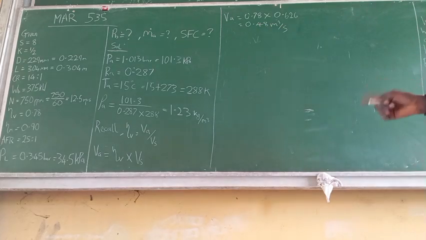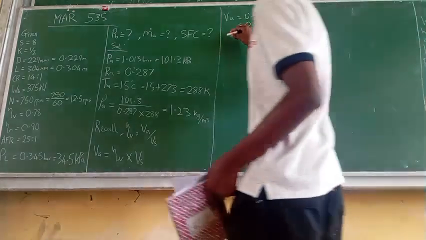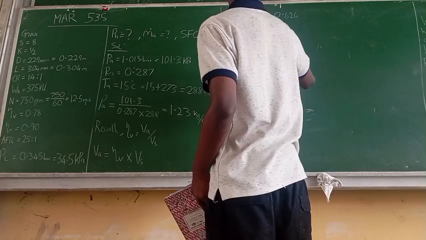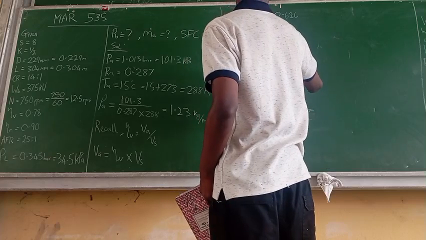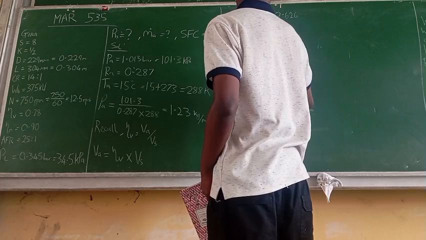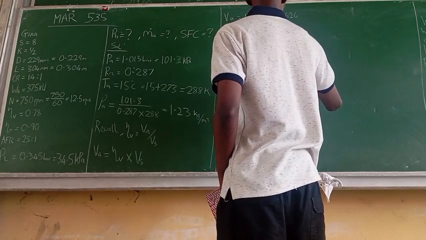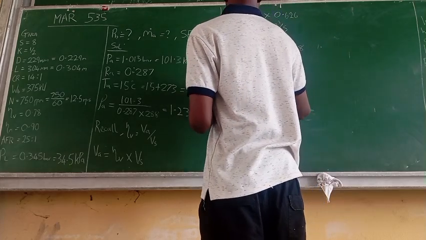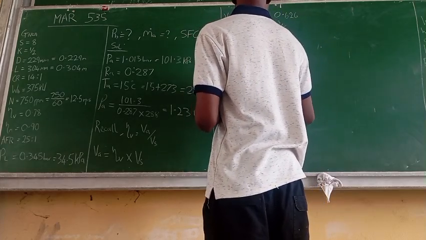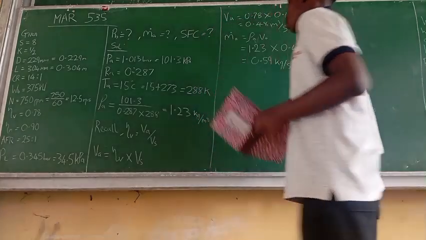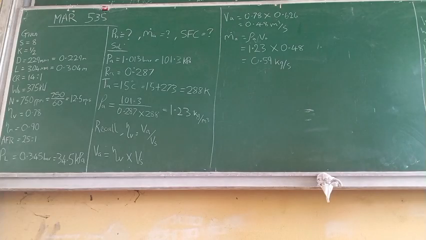So now we have our volume of air and we have our density of air. We can go on to write that our mass flow rate of air is equal to the density of air times the volume of air, so 1.23 times 0.48 comes out with 0.59 kilogram per second for your mass of air. So we solved the first question, which is to find your mass of air.